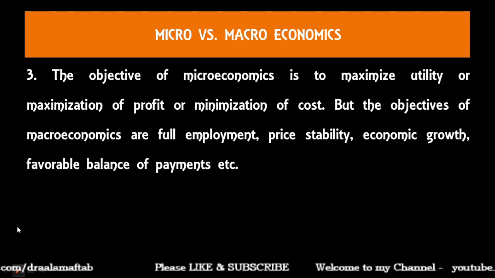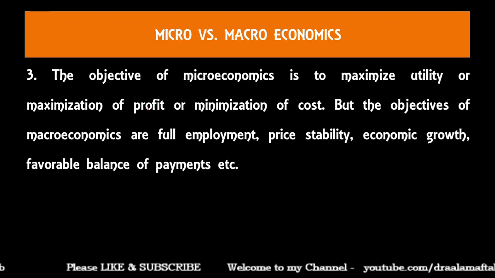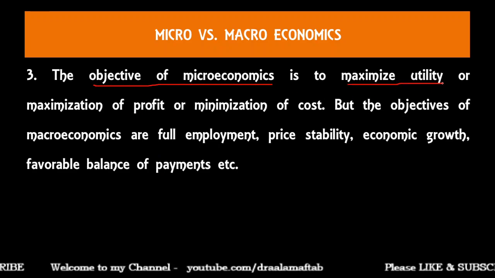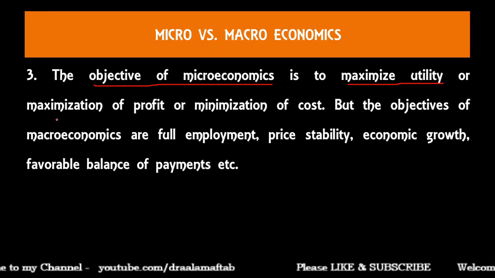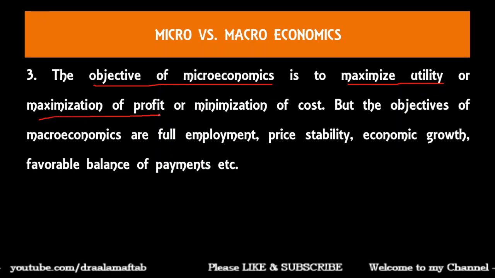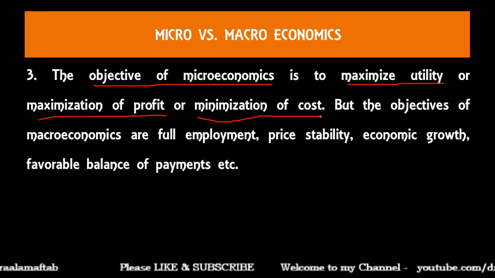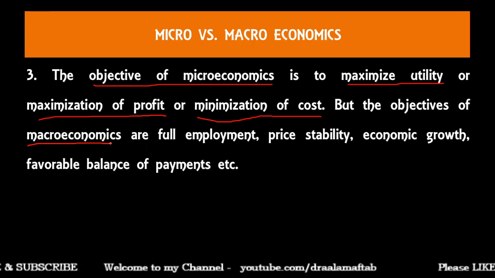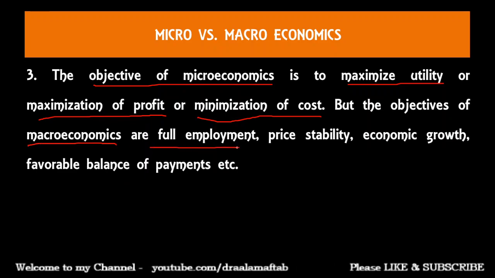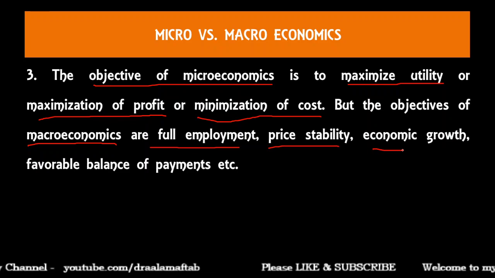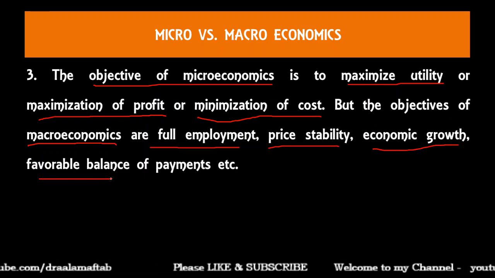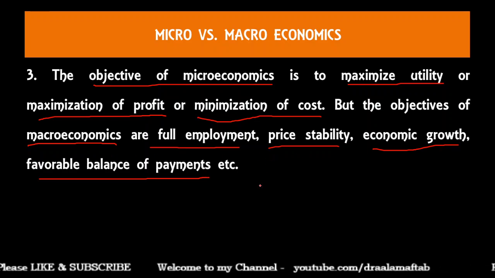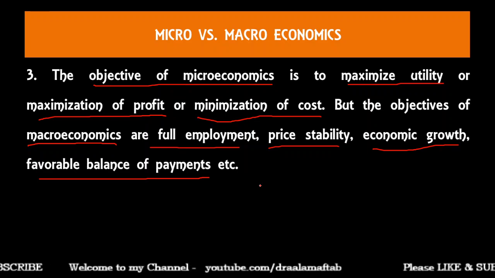Third important difference between micro and macroeconomics is that the objective of microeconomics is to maximize utility, or if it is a firm, maximization of profit or minimization of cost. But objectives of macroeconomics are full employment, price stability, economic growth, or favorable balance of payment. All these aspects are relevant for the economy as a whole.